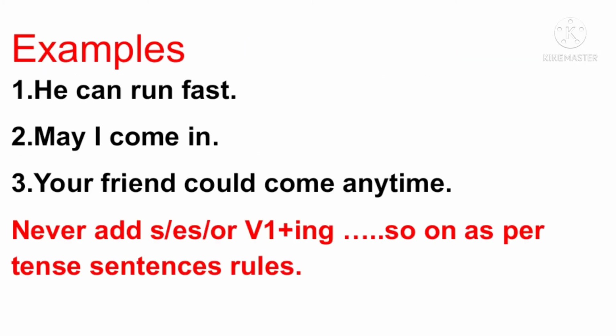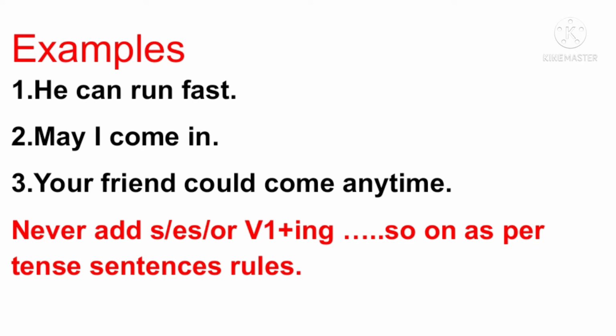You can see here it is written, he can run fast. Here can is a modal that shows ability, right? When someone is able to do any work, or someone wants to take permission, then we use this modal can. So he can run fast is a modal sentence, and this is a correct sentence. You never say it like this, he cans run fast. Is this correct? No, we never add s with it.